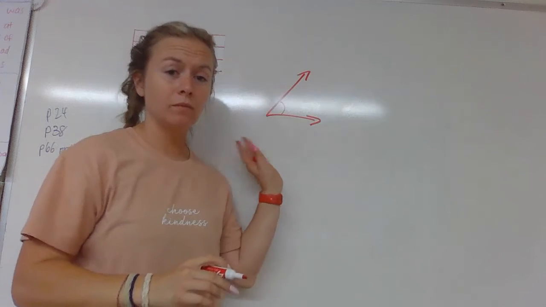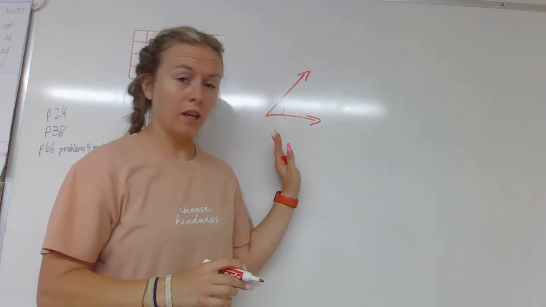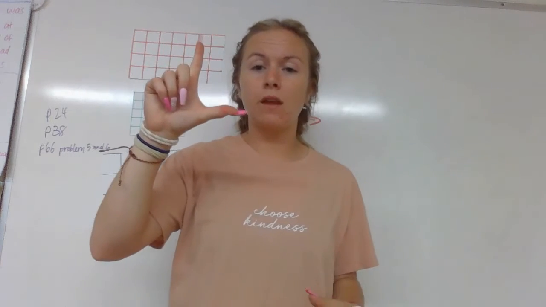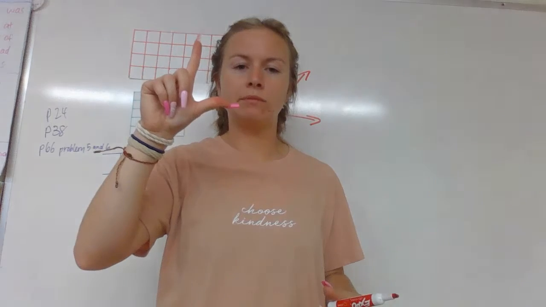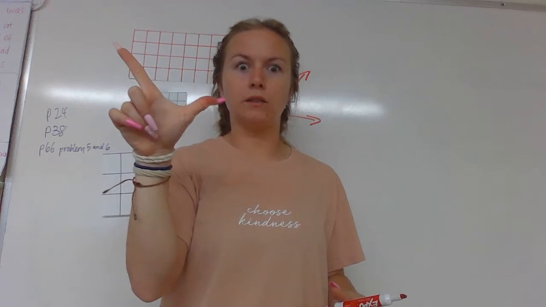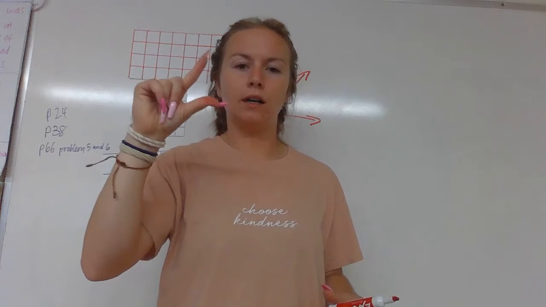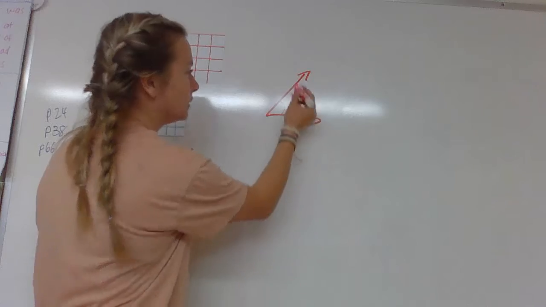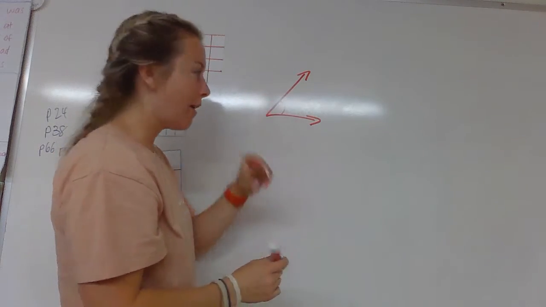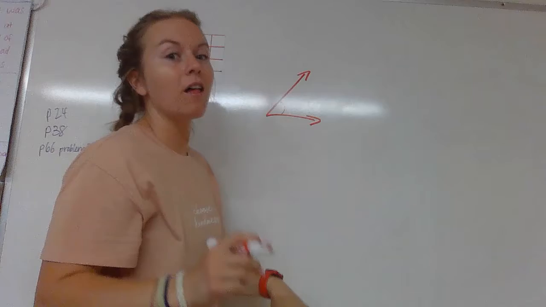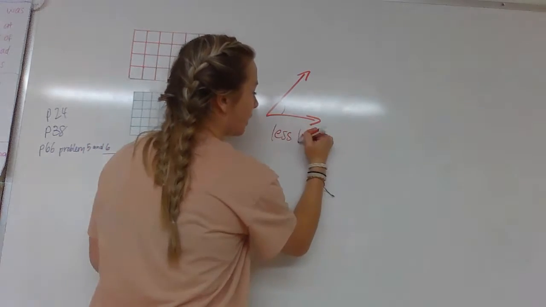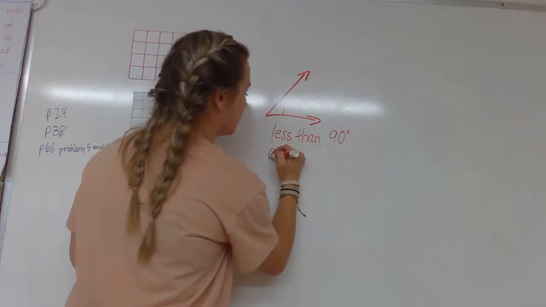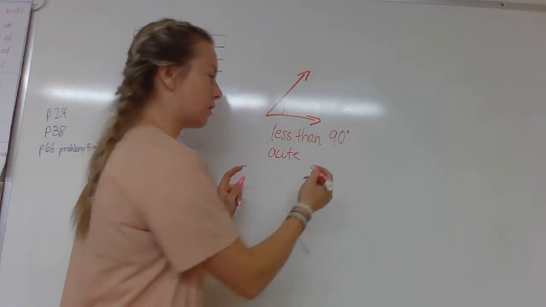Is this one less than 90 degrees, equal to 90 degrees, or greater than 90 degrees? Now we know acute angle, right angle, obtuse angle. Acute, right, obtuse. Okay. This one would be acute. So if it's an acute angle, it's going to be less than 90 degrees. And then we'd match it to an acute, because this is an acute angle.